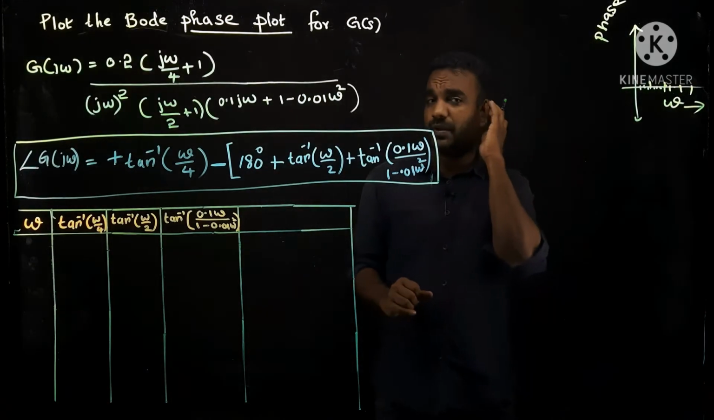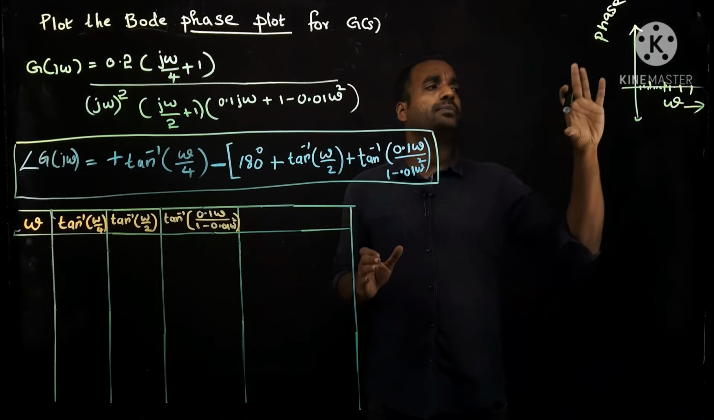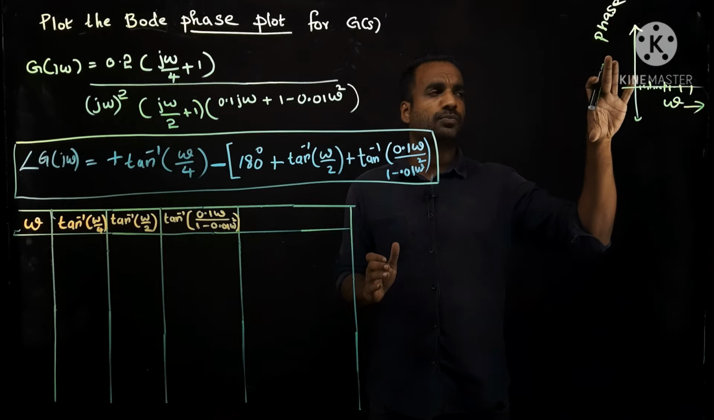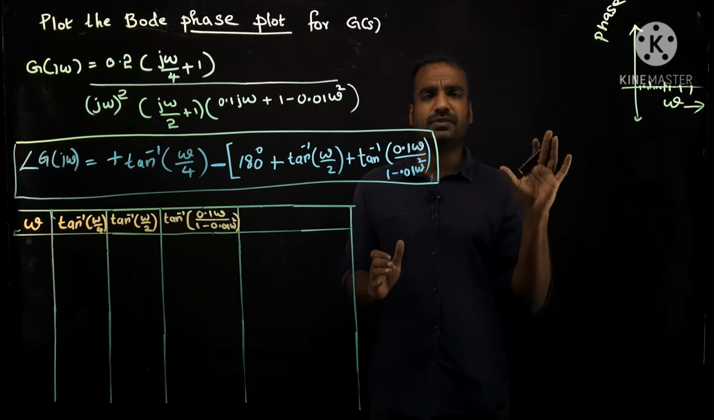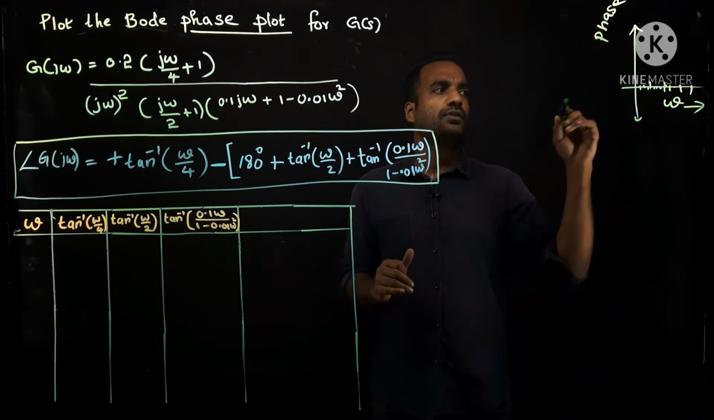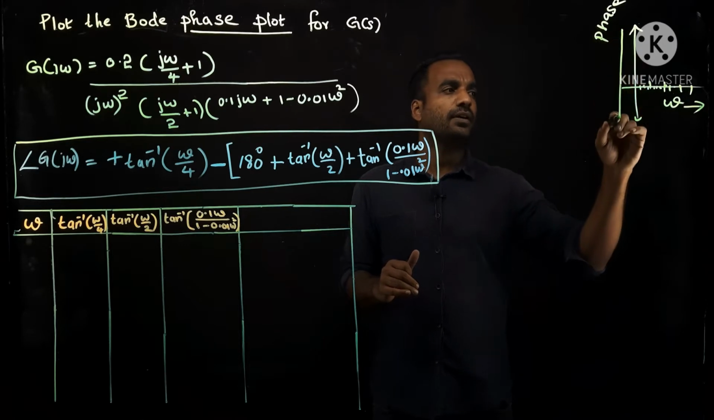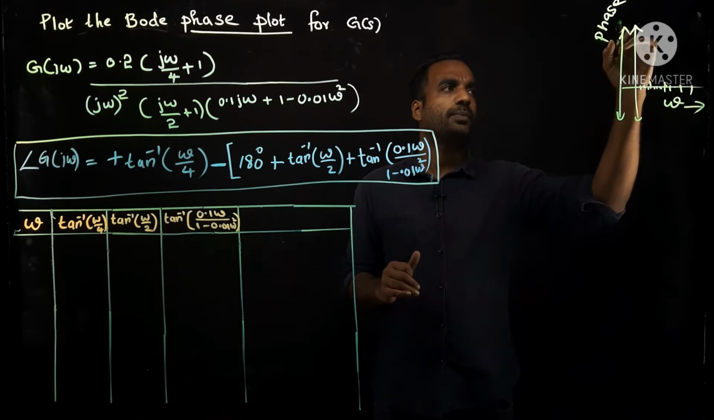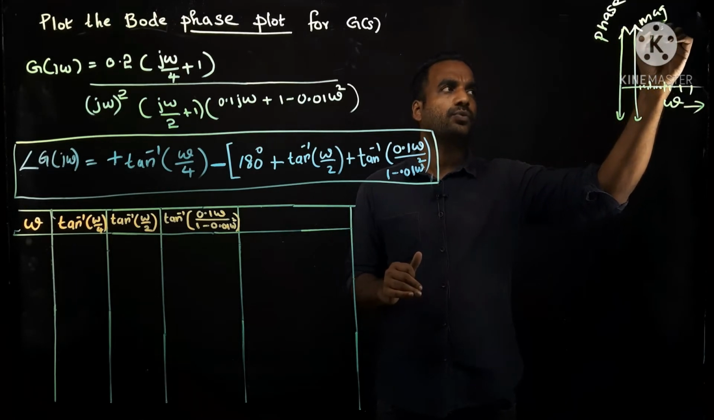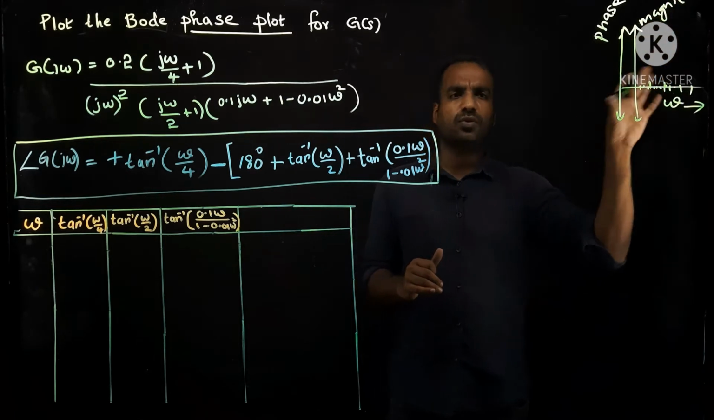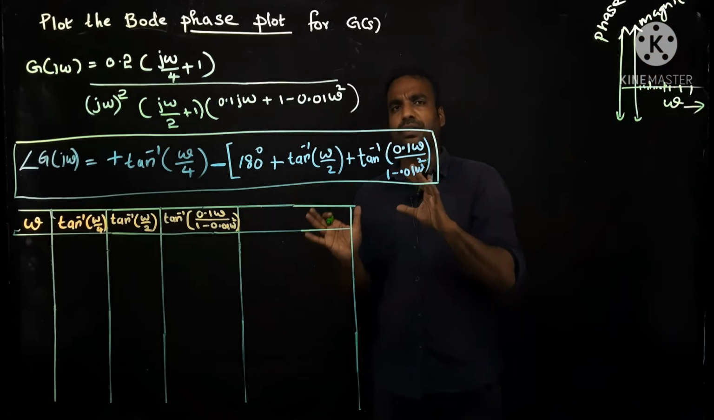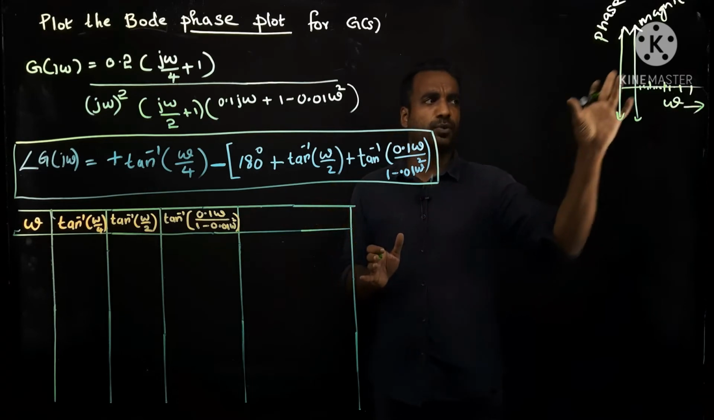So after this drawing we will mix both the phase plot and magnitude plot, because we are drawing both these drawings in the same graph. So the x-axis will be having two axes, one will be phase and the other one will be magnitude. Then we can draw both graphs, that is phase plot and magnitude plot, in a single paper.